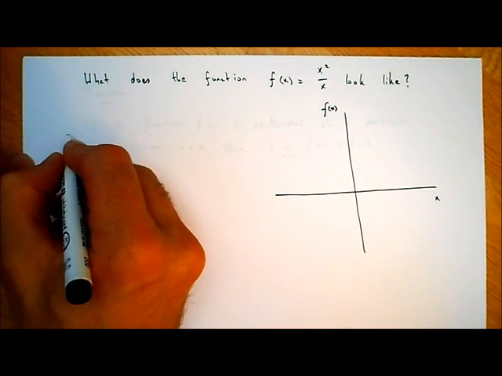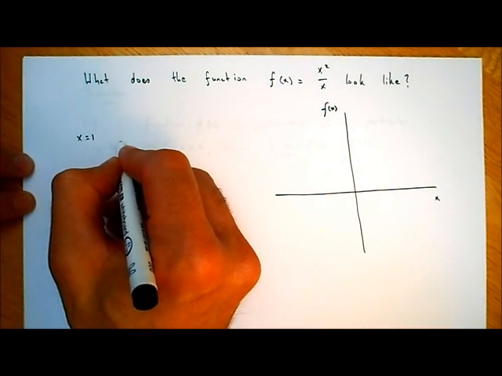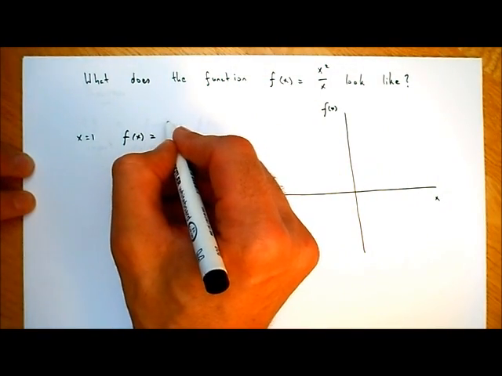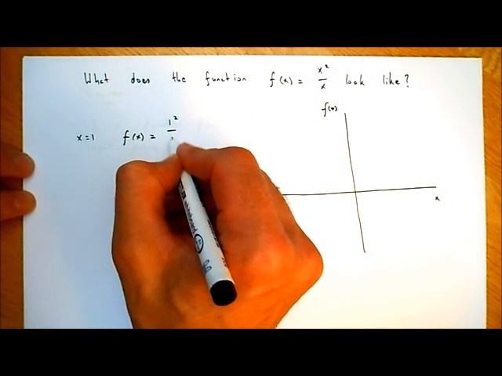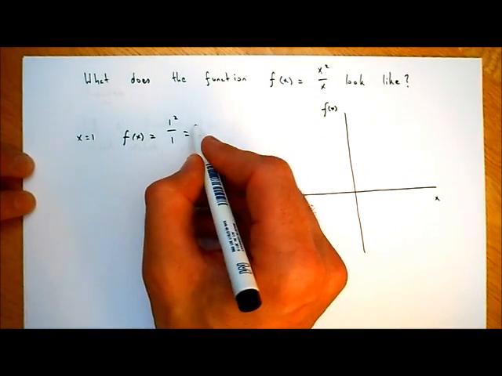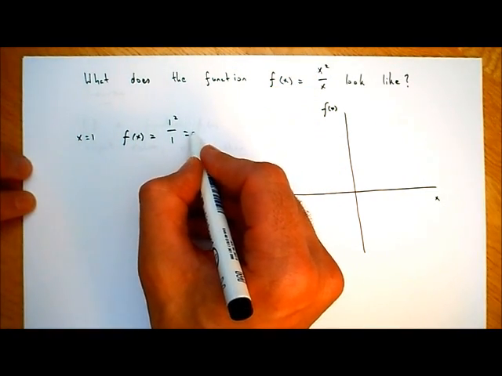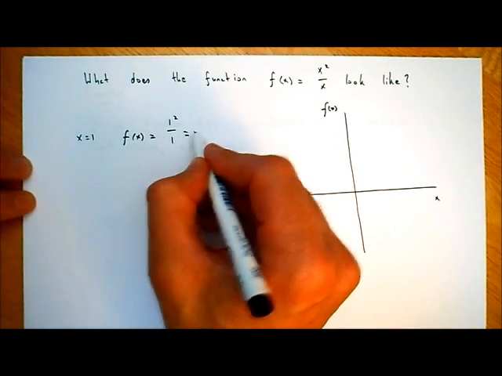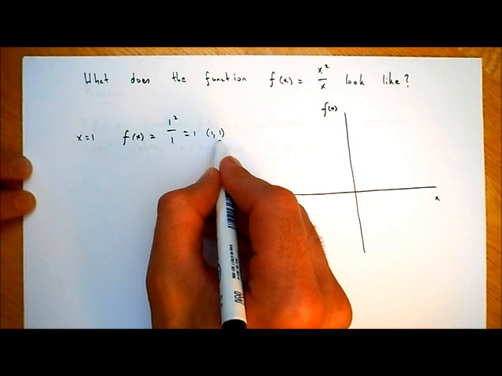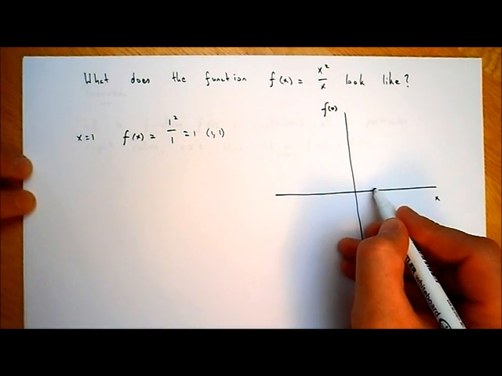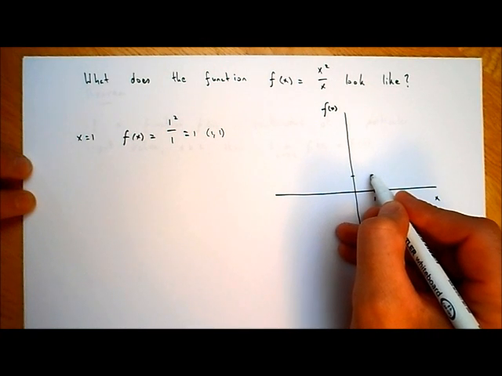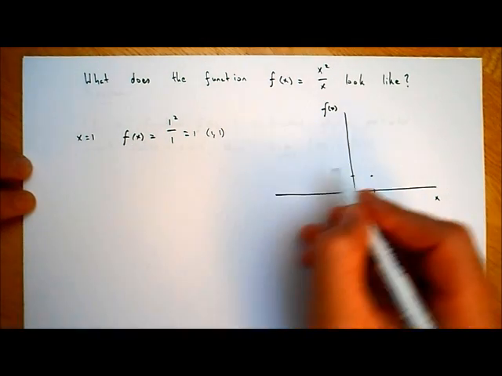Let's say when x is equal to 1, f of x will equal x squared over x, so it'll equal 1 squared over 1. Just fill in 1 into this because x is equal to 1, and 1 squared is 1, 1 divided by 1 is 1. So that means the point (1, 1), x equals 1, f of x equals 1, is on the graph. Here's 1, and here's 1 on the f of x axis, so there's the point (1, 1).